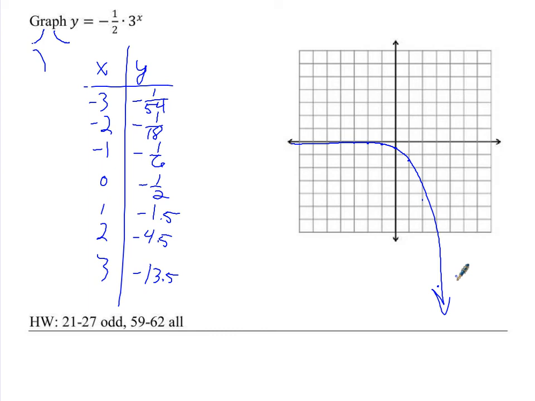So that's how you do these graphs. Set up a table. Take care of the exponent first, then multiply times that. Most of the stuff you can do in your head, but if you can't, use the calculator. That's fine.